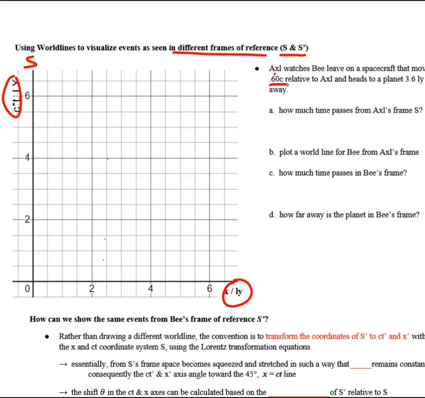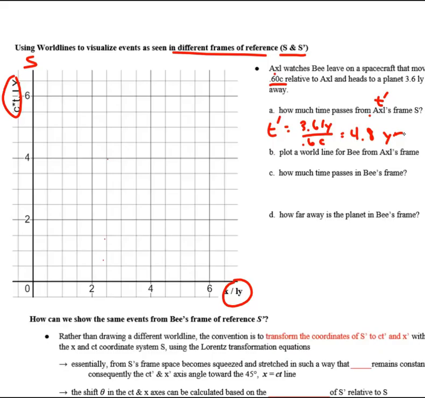Okay, so we could ask how much time passes from Axel's frame. How long does it take B to get to this planet? Well, that's pretty straightforward. Technically, since the clock is moving, in other words, it's B's clock that's moving, this is T prime, but we don't need to necessarily know that. We can just say it's simply the distance it travels, 3.6 light years, divided by 0.6 c, the speed of light. So 3.6 divided by 0.6 is 4.8, and you can work out the units. That's just going to turn out to be years. So we know it's going to take 4.8 years for B to get there.